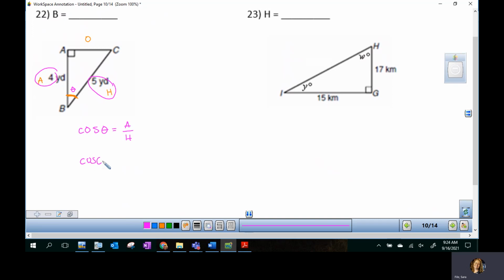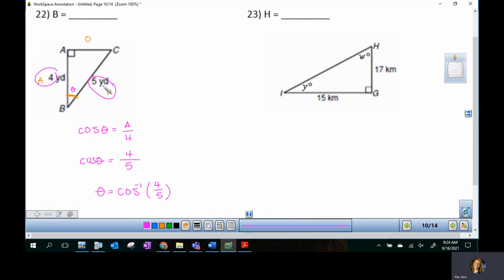I know 4 and 5. How do I find the missing angle? When the angle is missing, I do what? Inverse trig. So cosine comes over here as inverse cosine of 4 over 5.